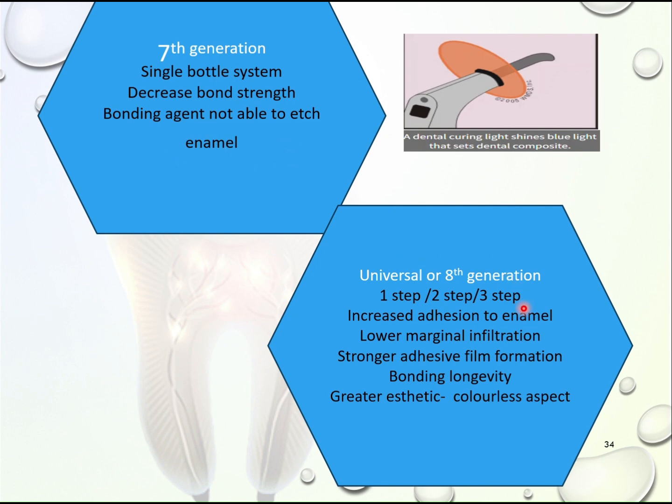So they came up with something called the universal system. It can be 1 step, 2 step or 3 step. In 8th generation there are different types again. The advantages of the 8th generation were increased adhesion to enamel, low marginal infiltration, stronger adhesive film formation, bonding longevity, and greater aesthetics with a colorless aspect. So it is called the universal bond system.